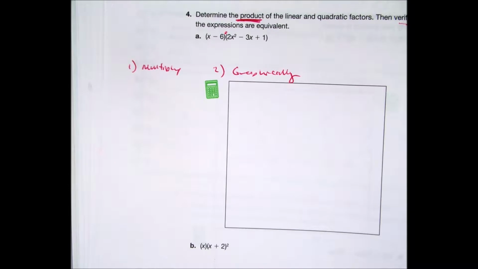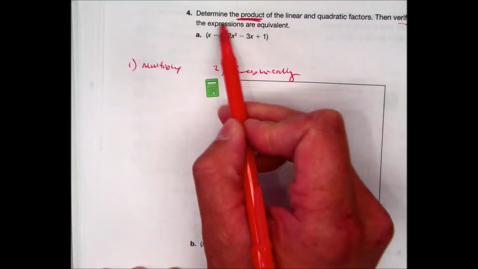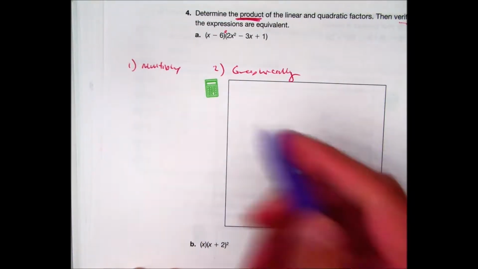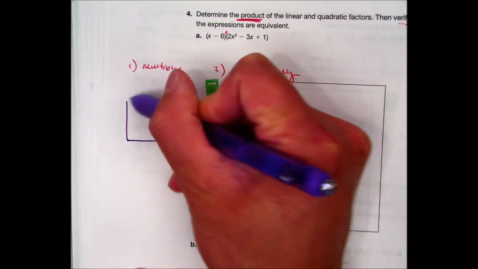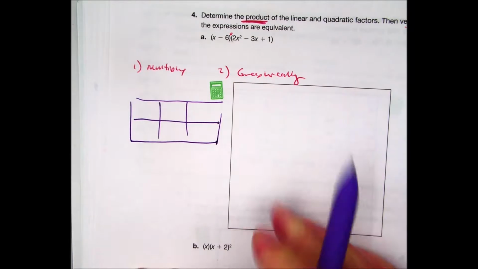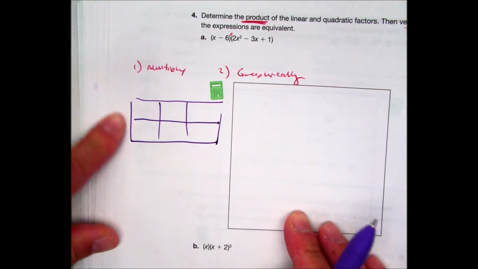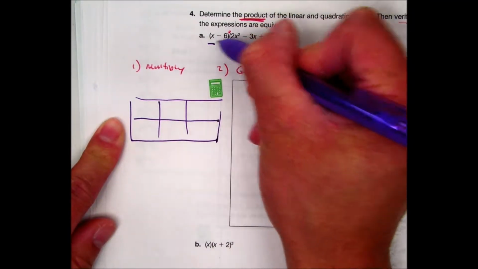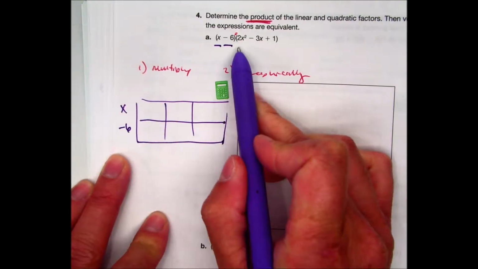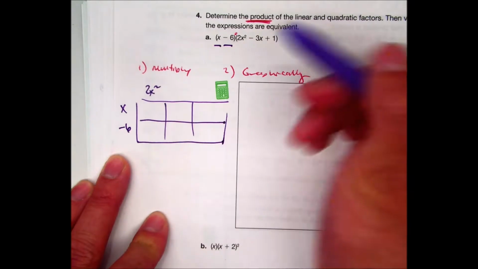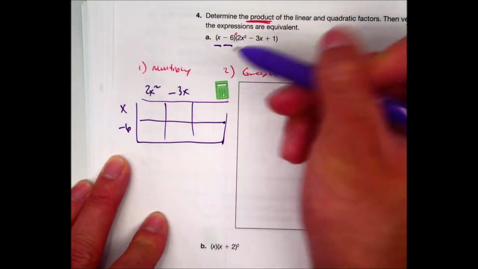Alright, so in this problem, they've asked you to first find the product. So I'm going to multiply x minus 6. And I chose to write x minus 6 here on the left side because this is a binomial. 1, 2. There's two terms. And this one is a trinomial. 2x squared minus 3x plus 1.